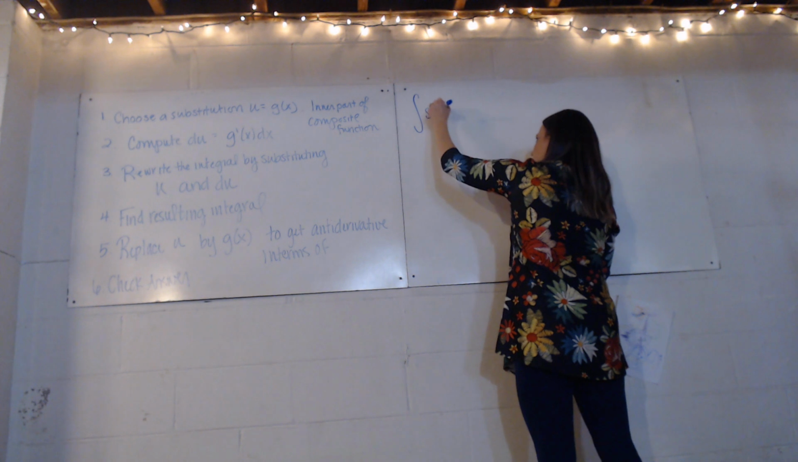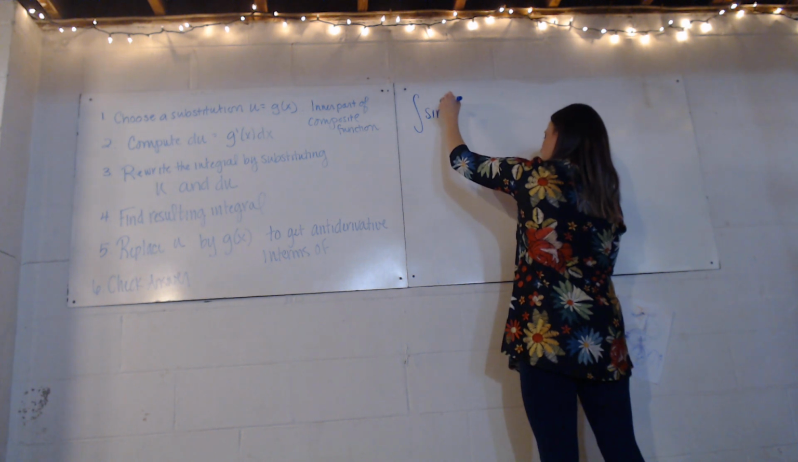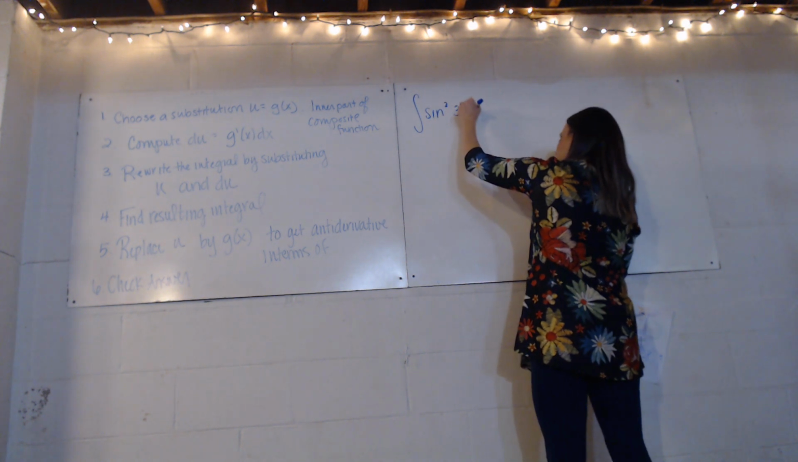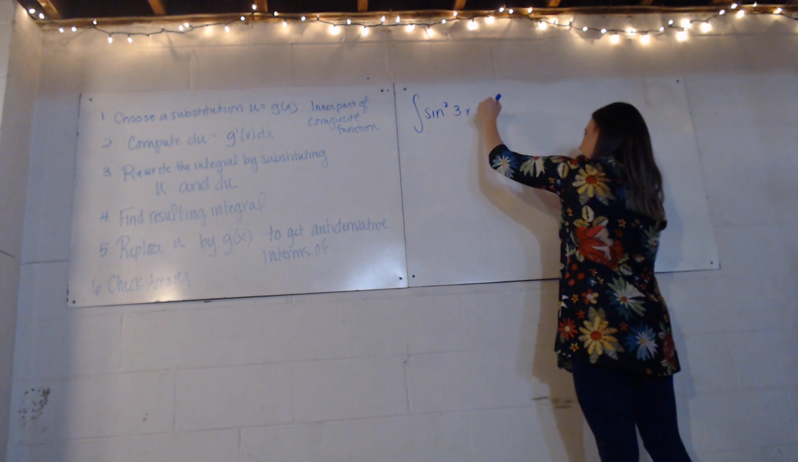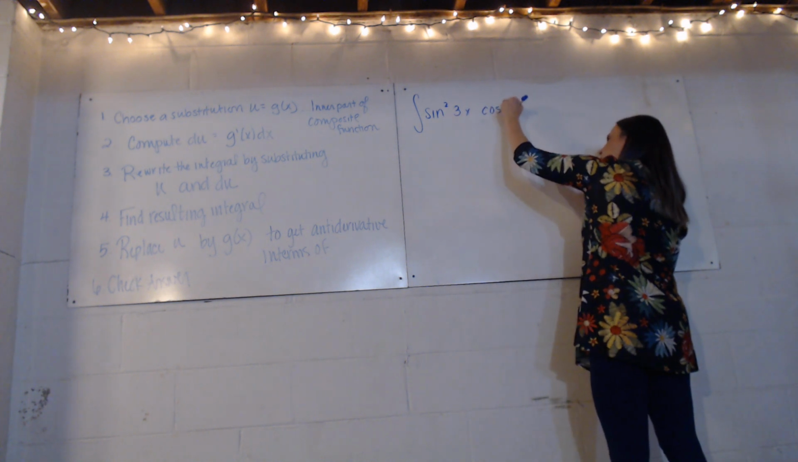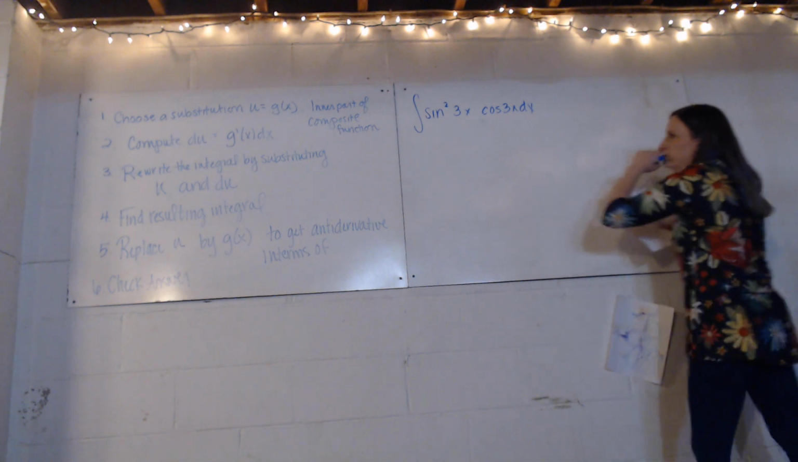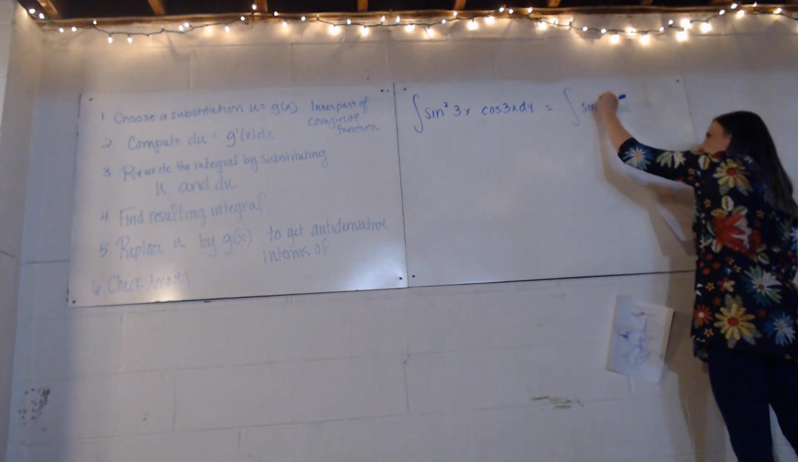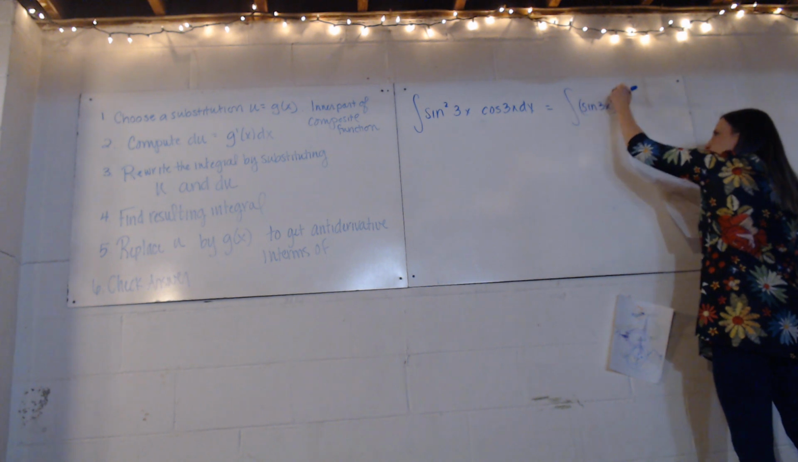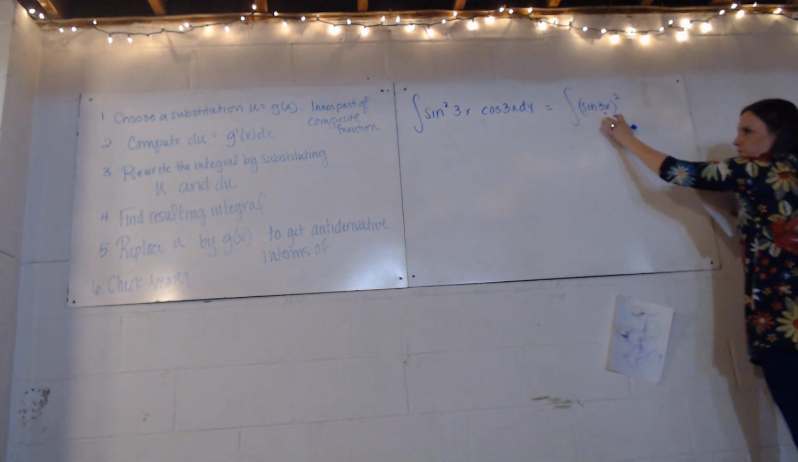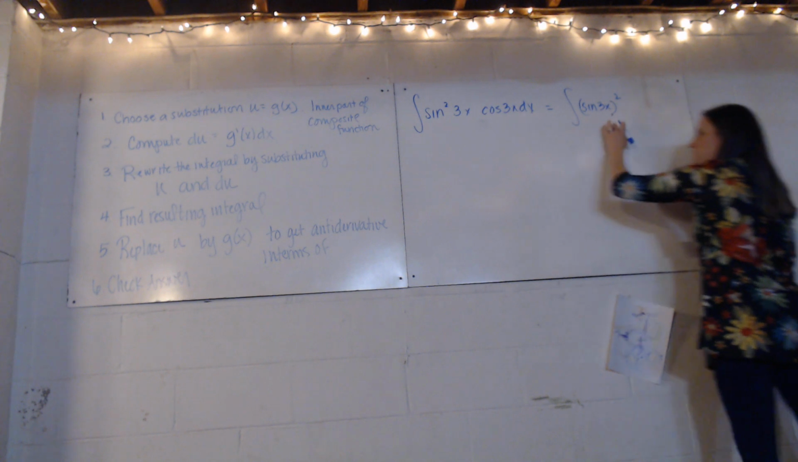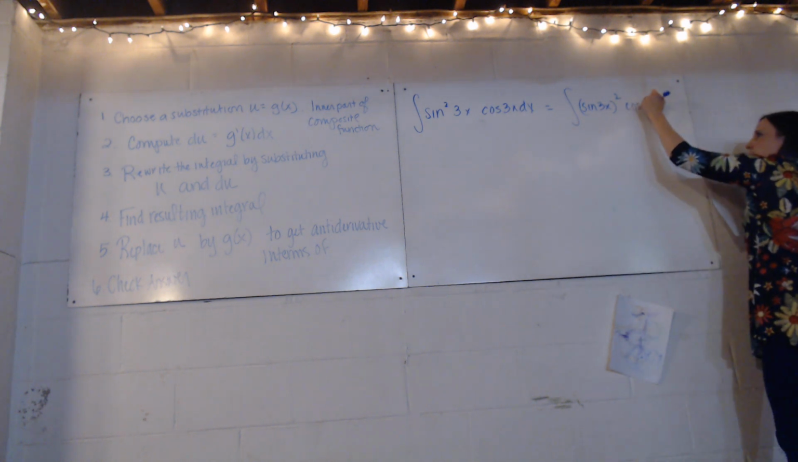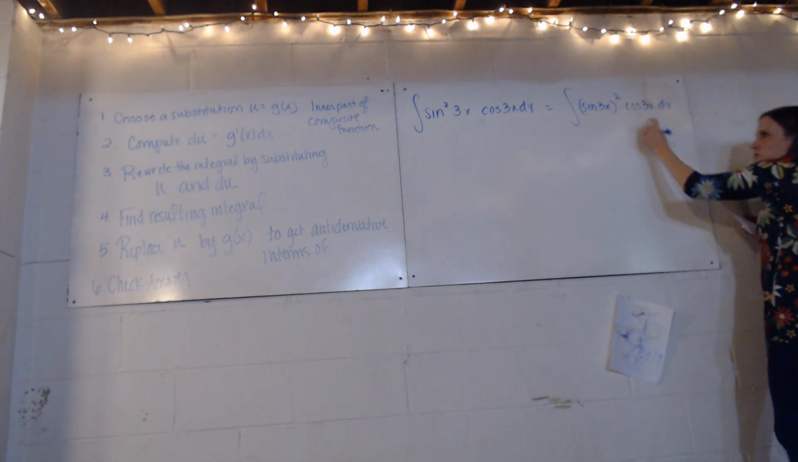The integral of sine squared 3x times the cosine of 3x with respect to x. Now I would rewrite this a little bit. Sine squared 3x is the sine of 3x, squared. That helps me see the inner function a little bit better. These two things are the same. Times the cosine of 3x dx.